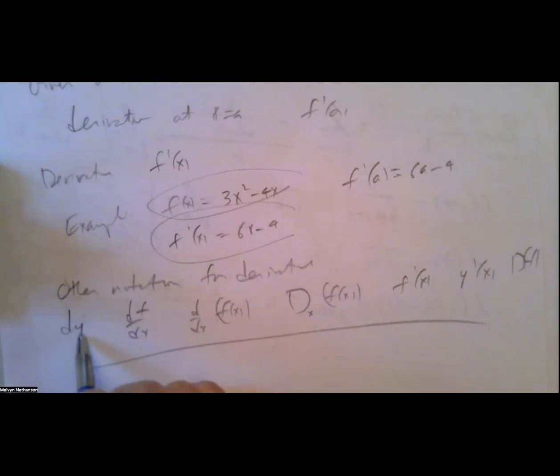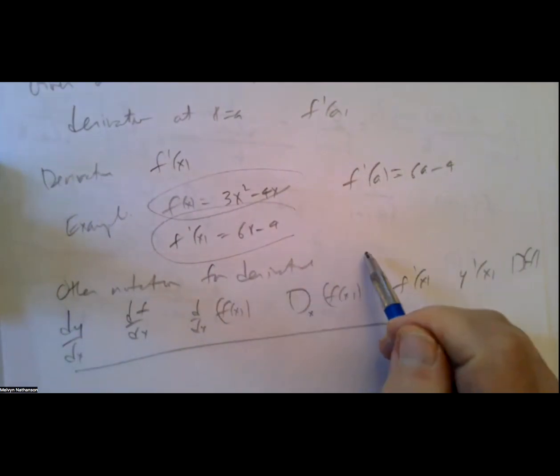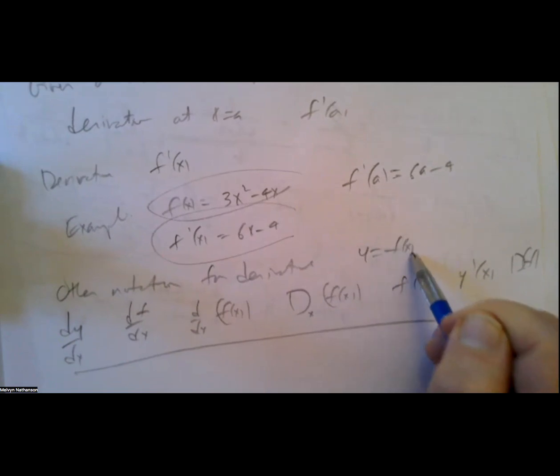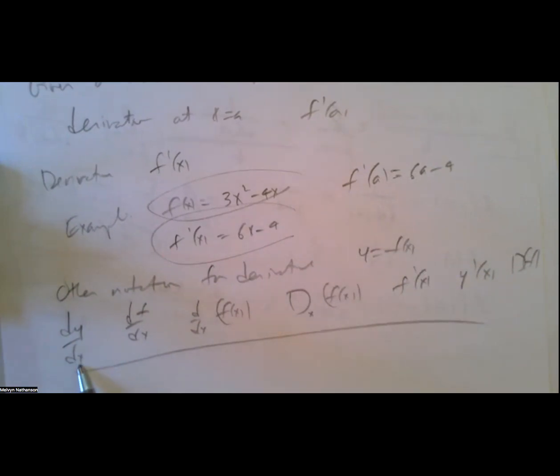And I should also say dy dx. So if you have the function y equals f of x, you can write the derivative as dy dx, df dx, f prime of x, y prime of x. They all mean exactly the same thing.